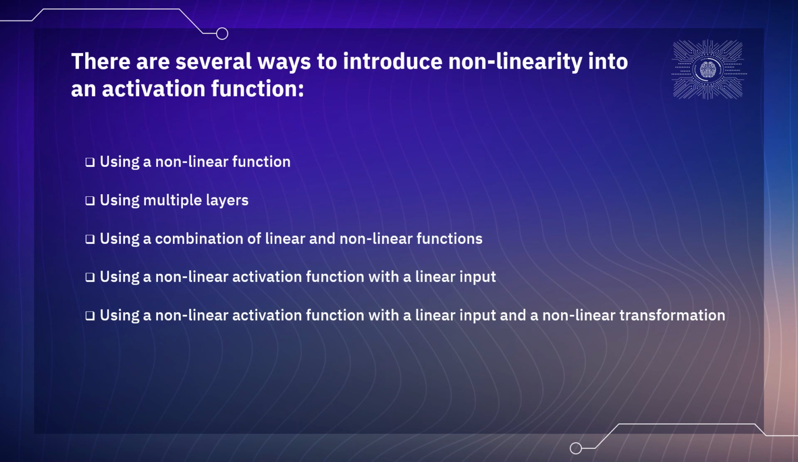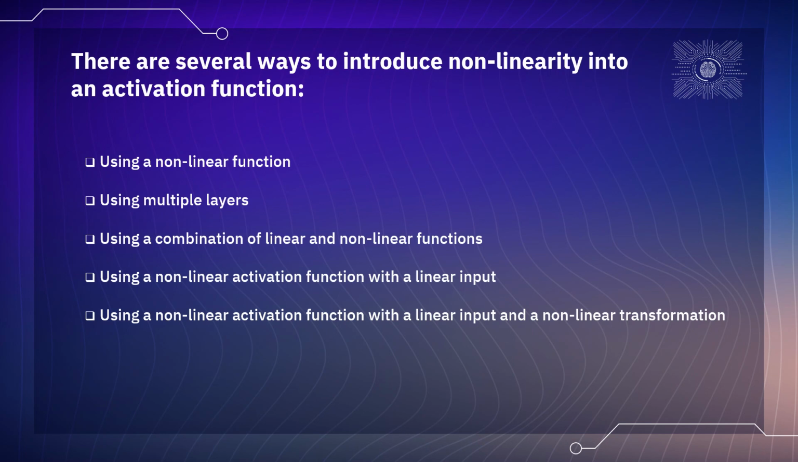There are several ways to introduce nonlinearity into an activation function. Using a nonlinear function. Activation functions such as the sigmoid, tanh and ReLU are all nonlinear. Using one of these functions as the activation function for your neural network will introduce nonlinearity into the model. Using multiple layers. Adding more layers to your neural network can also introduce nonlinearity, as each layer can learn to recognize more complex patterns in the data.